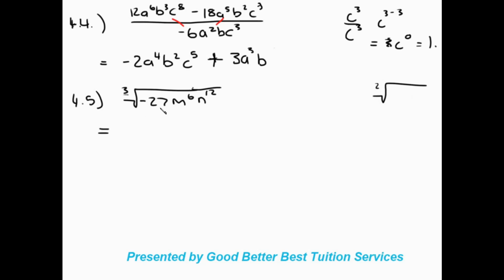So working it out, the number will have to be cube rooted as per normal, okay? So the cube root of negative 27 is going to give me negative 3, okay? Because if I times negative 3 by negative 3 by negative 3, I'm going to get negative 27. And then m over here is 6 divided by 3, which is going to give me 2. And then n over here is 12 divided by 3, which gives me 4, which should be your final answer for number 4.5. And that will be the end of question 4.